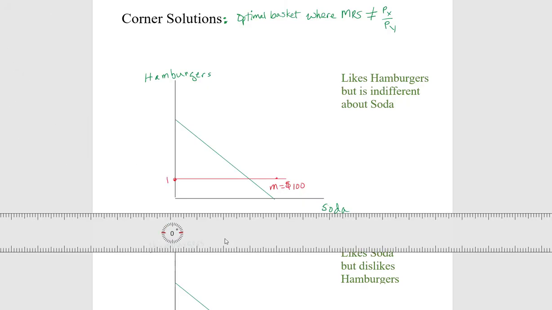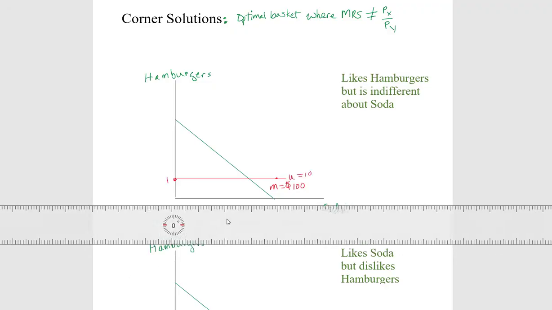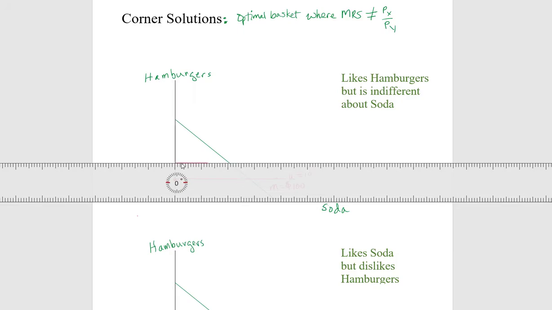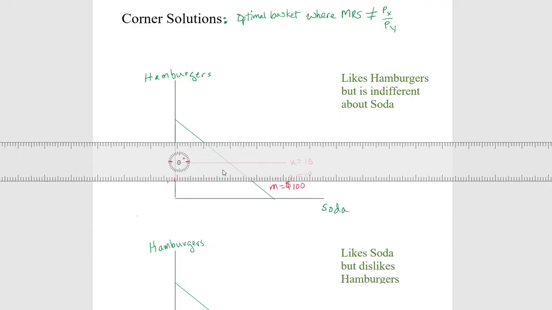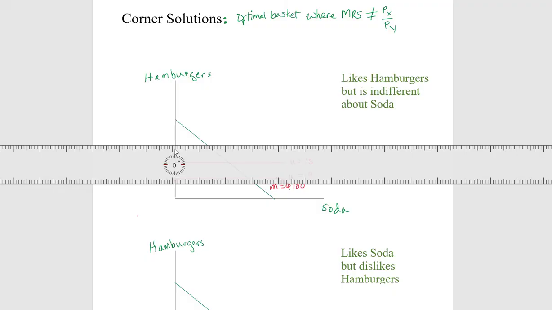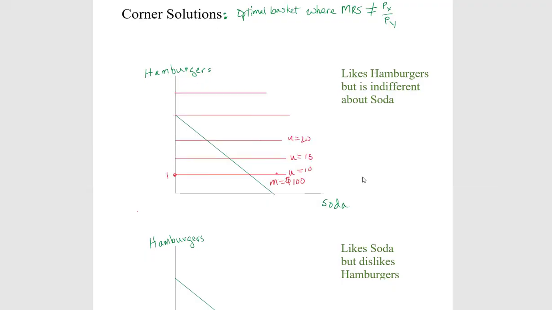So let's say this is one hamburger, that gives them a utility of 10. If we gave them 2 hamburgers, they would have a higher level of utility because more is better. They like hamburgers, but they're indifferent about that soda. So more or less soda, they stay at that same level of utility. This might be 15 utils, and so on. So I'm going to just draw on a few more utility curves here. So this might be utility 20. This is a utility of 25. Let's say a utility of 30.